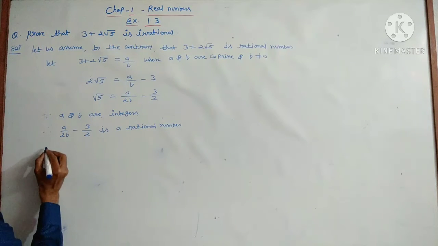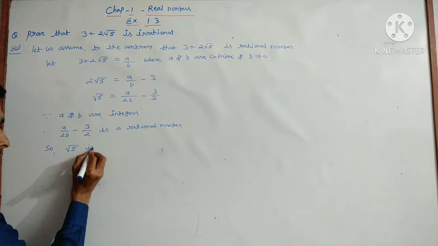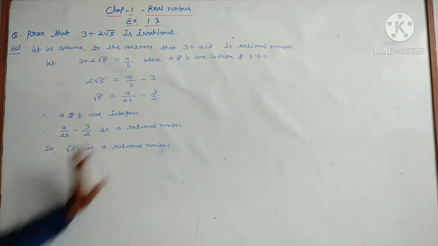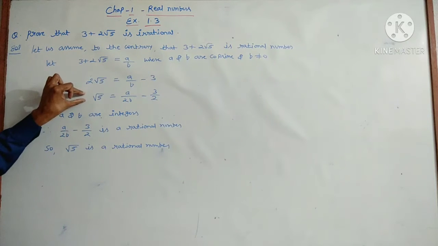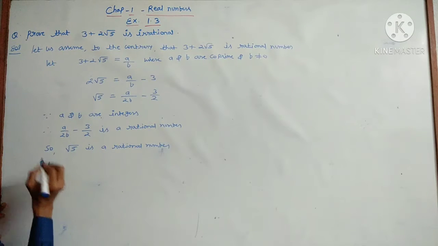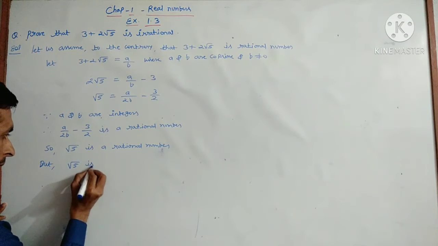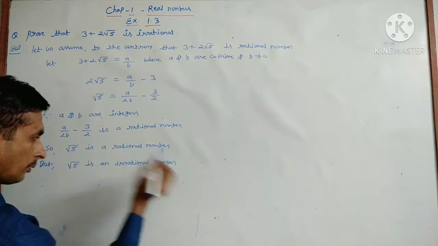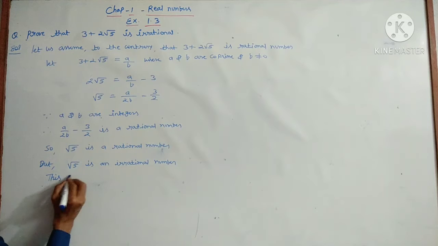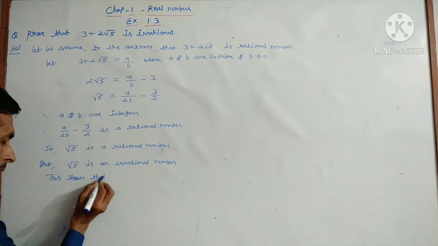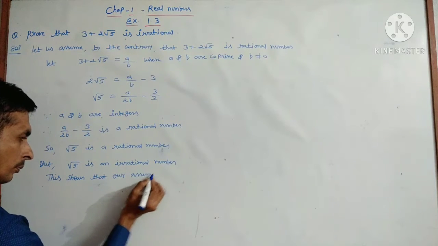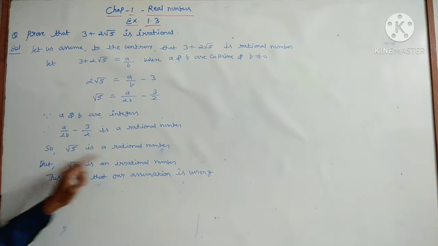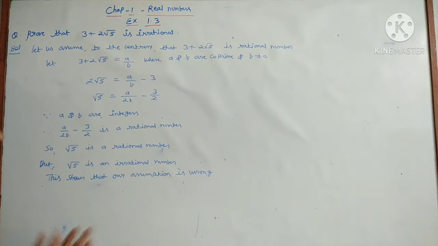Okay, so we can write also, root 5 is a rational number. Because this portion is rational, and both are equal, so it will also be a rational number. But root 5 is an irrational number. Okay, this shows that our assumption is wrong. Here it is, root 5 is a rational number, and second step, root 5 is an irrational number, so our assumption is wrong.